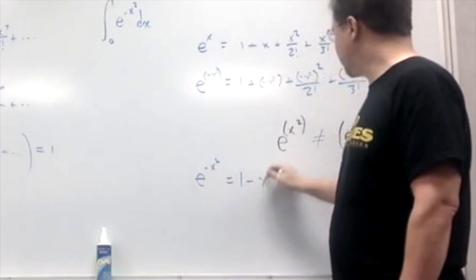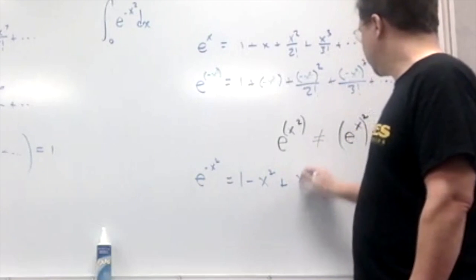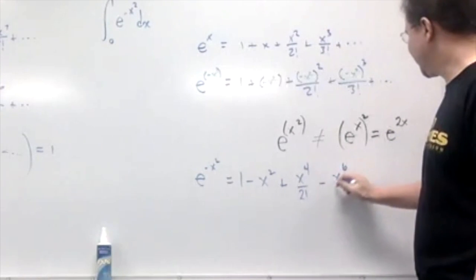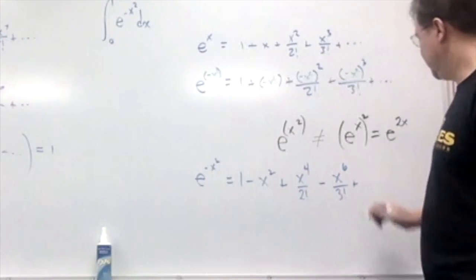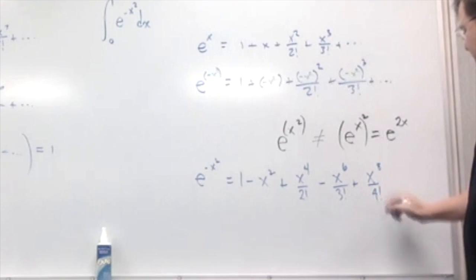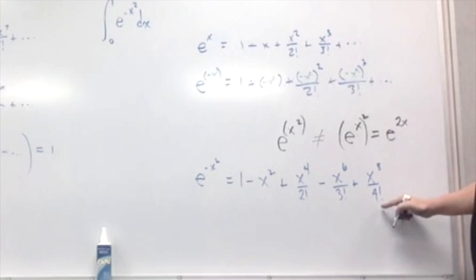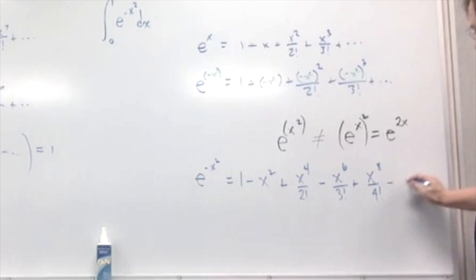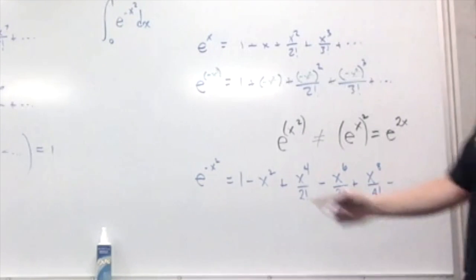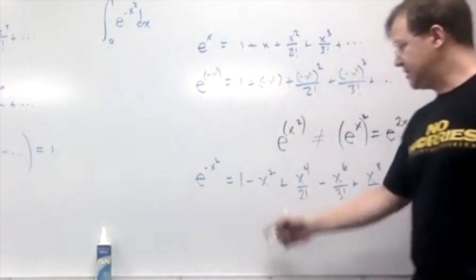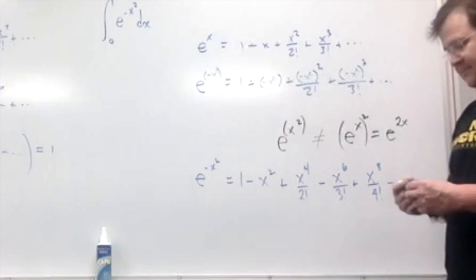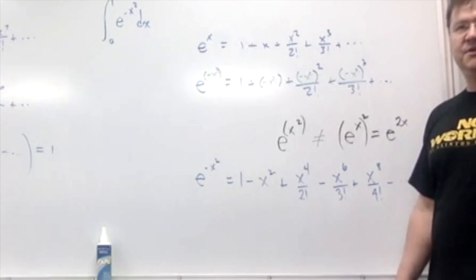So that's 1 minus x squared plus x to the 4th over 2 factorial minus x to the 6th over 3 factorial. I'll just show one more to convince myself that I can see the pattern. See how the exponent is always twice what you're taking the factorial of. Good. And if you want to integrate this from 0 to 1, you can just integrate each of these. For now, you just keep doing it until you see the pattern.